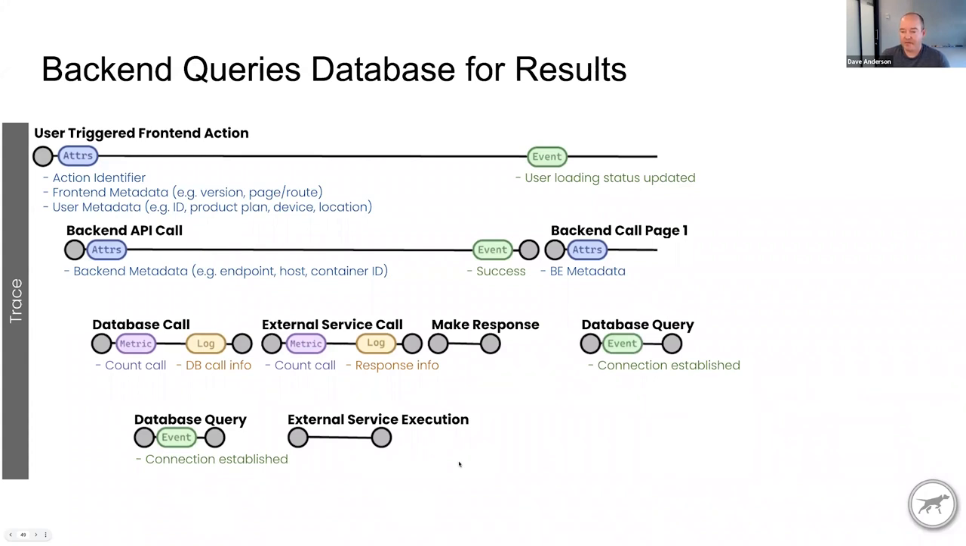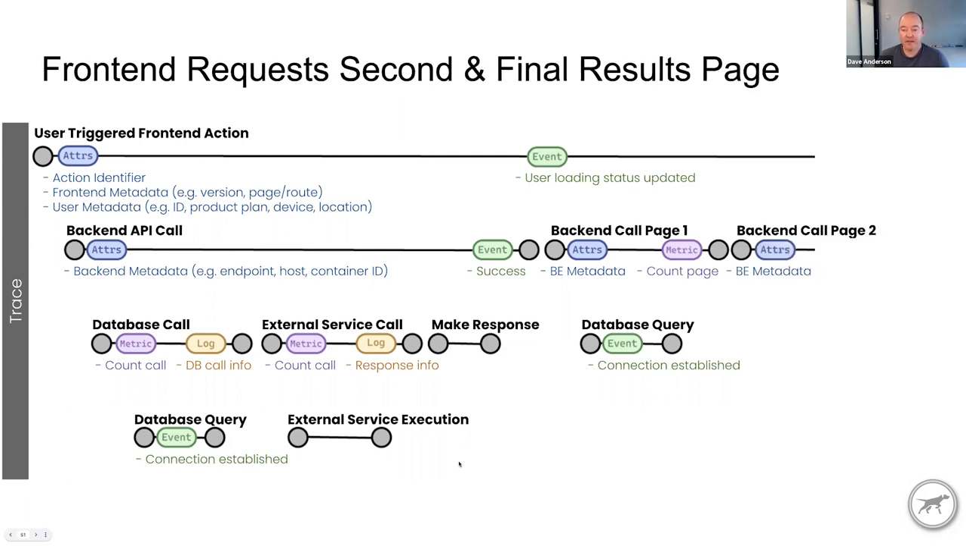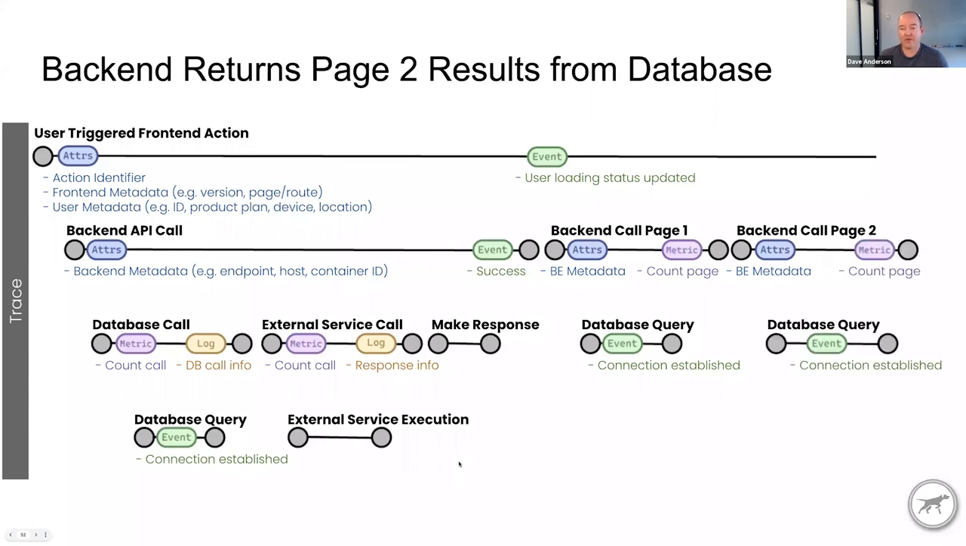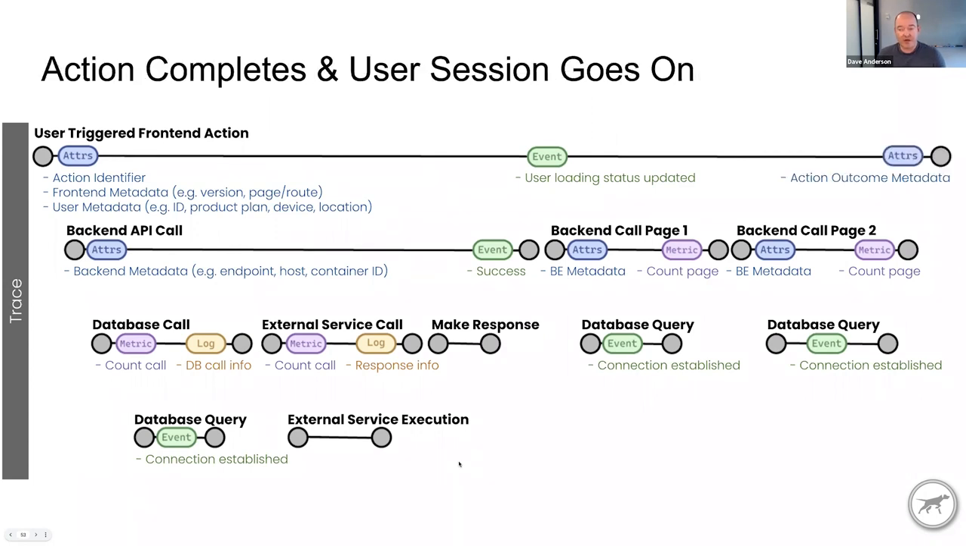And again, we make a database query. We record the connection established there, and that returns the amount of items, and we make a count metric out of that as well. And then maybe it preloads the second page of paginated results, and we can thread all of this through and connect all of these different events back to that single triggered front end action. So very highly contextual and correlated, now distributed tracing in this instance. And then we can log the action outcome metadata on that as well.